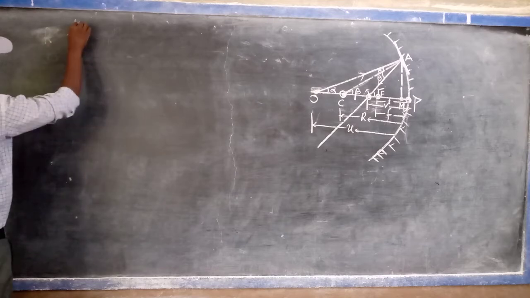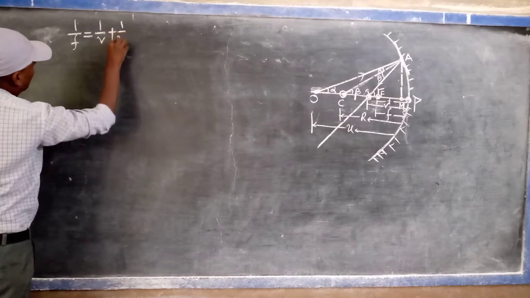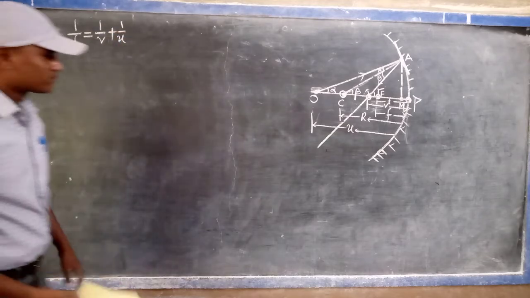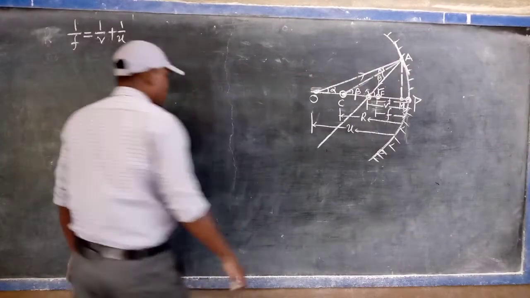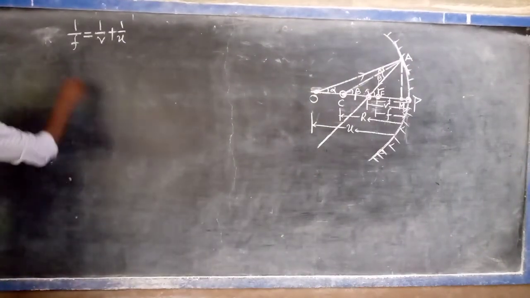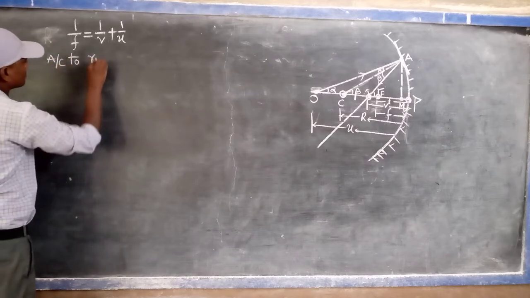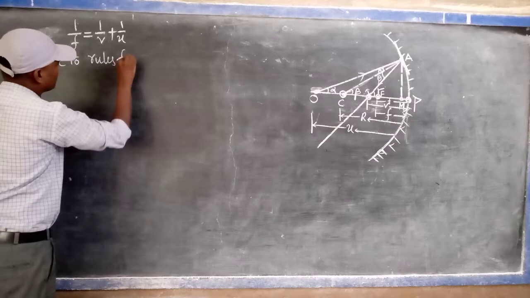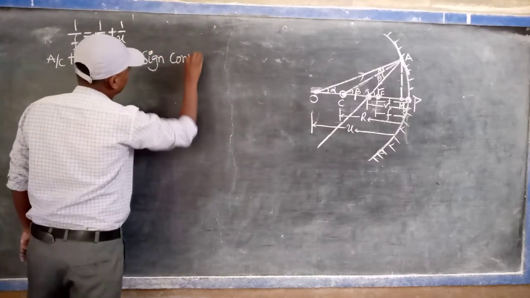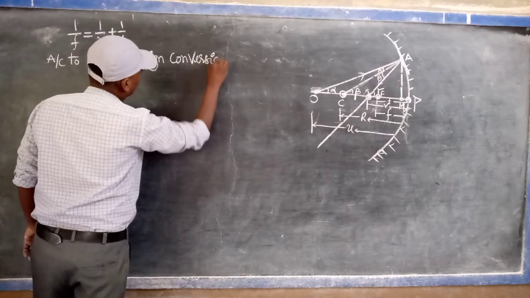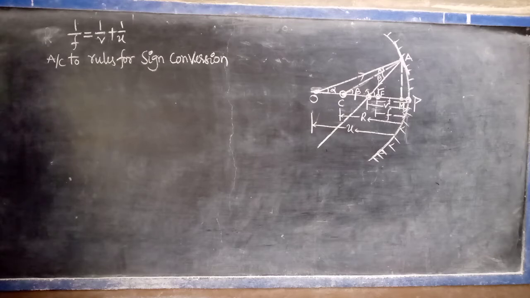So we get the formula 1 upon f is equal to 1 upon v plus 1 upon u. Here we are using which mirror? The concave mirror. That's why, according to the rules for sign convention, what can we do here?